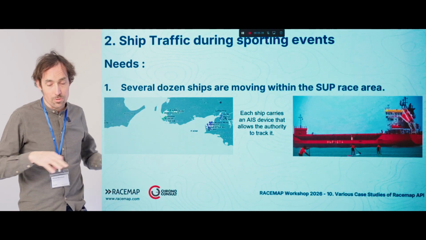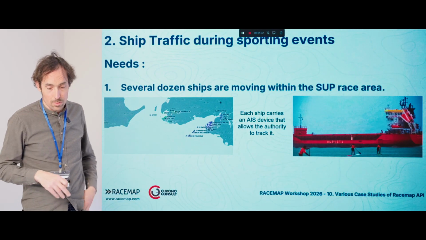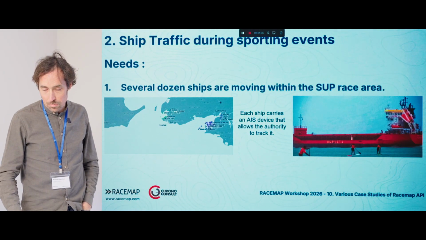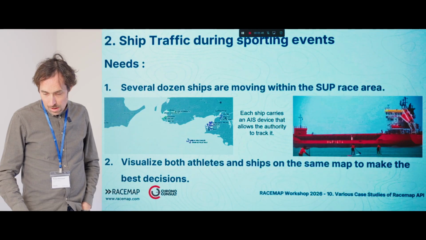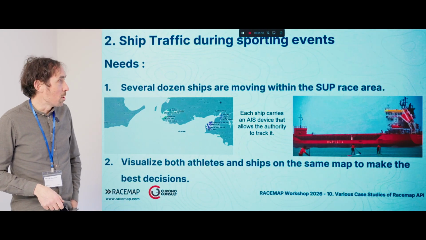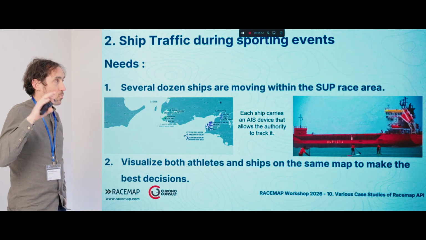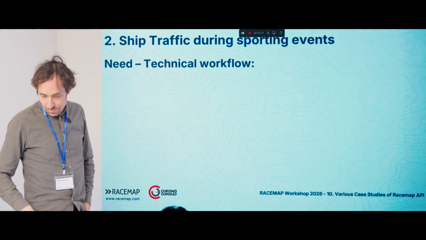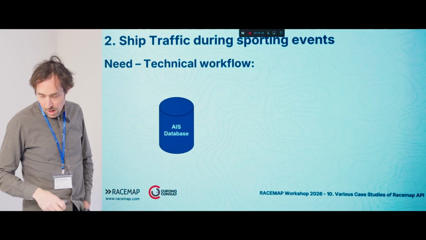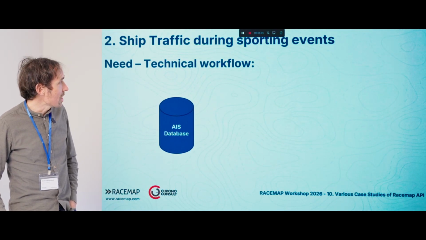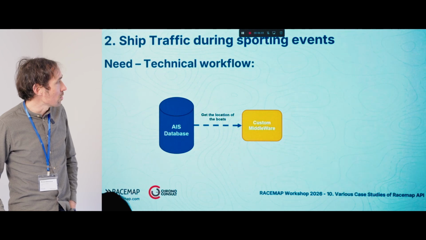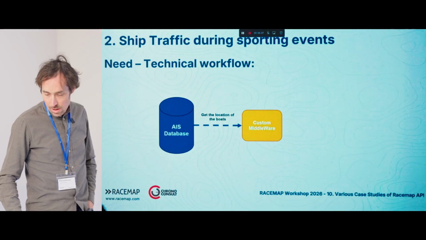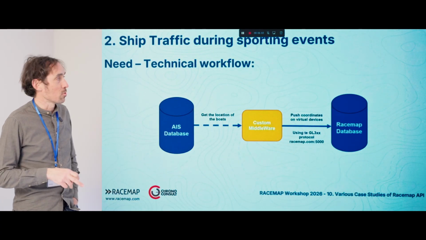There are a lot of ground antennas all along the coast, and we can get this information using a public database. The organizer wants to be able to visualize in real time the ships in this area and also all their stand-up paddlers. We start with the AIS database, with another custom middleware. We get the location of the boats in this area and push it into the RACEMAP database.